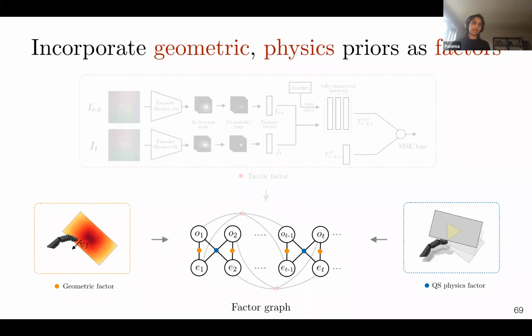In addition to the tactile predictions that we looked at earlier, we also incorporate engineered physics and geometric models into the graph. The physics models here are based on quasi-static pushing dynamics, and the geometric models are based on intersections between the object and end effector, penalizing such intersections.